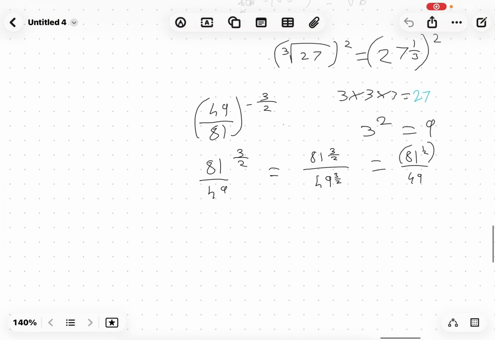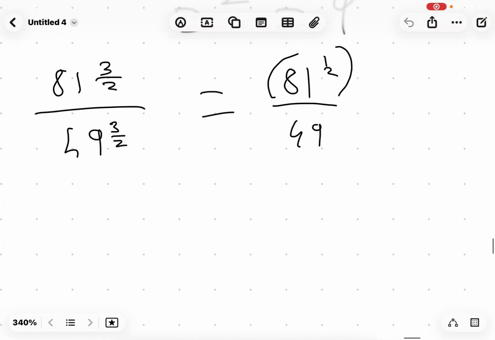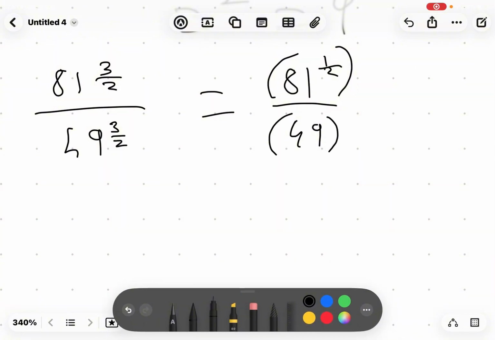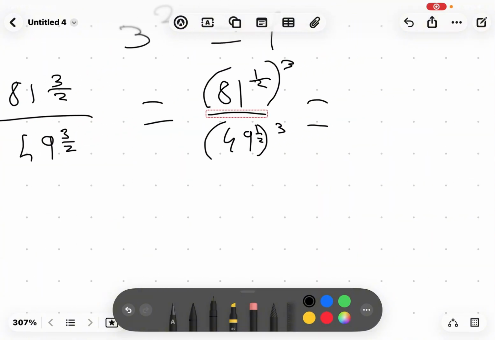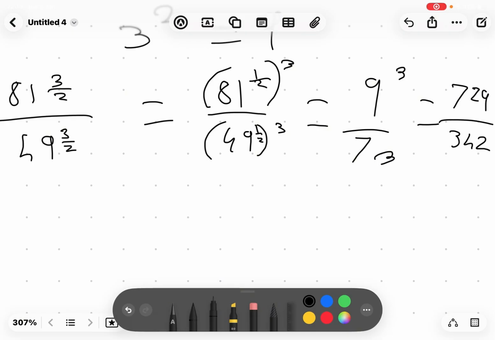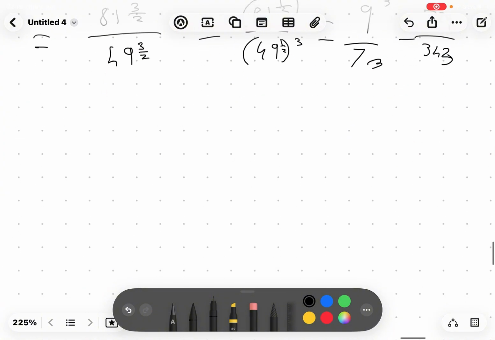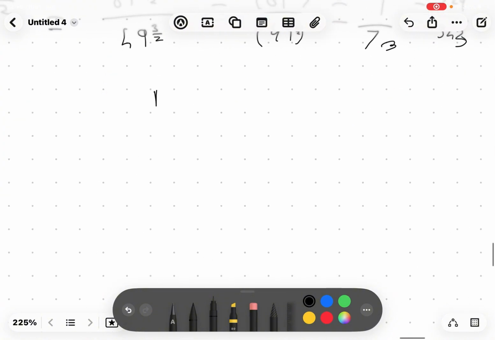Wait, too much knowledge to hold. So something like this. Basically this asks what number times itself gives us 81. That's 9. This is 7. So we have the 3's left, and that's 7 to 9 over 3, 4, 3. So yeah. Now let's have another question.